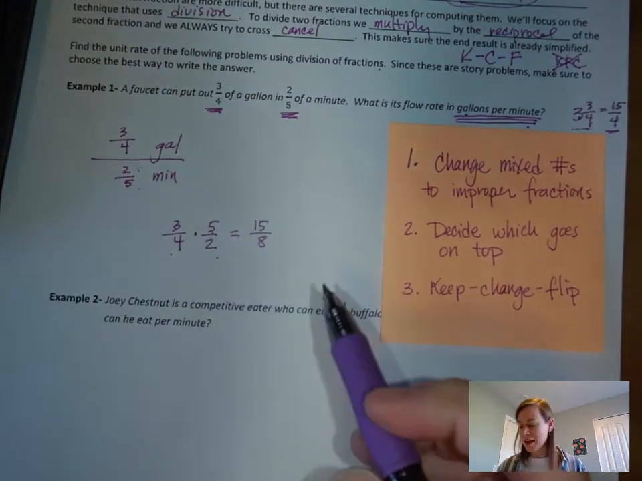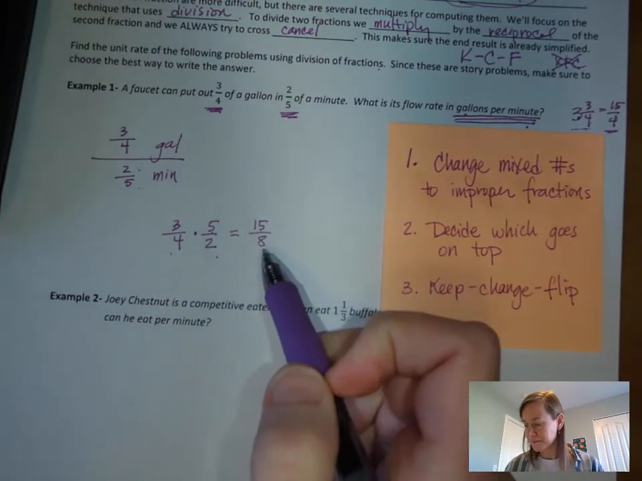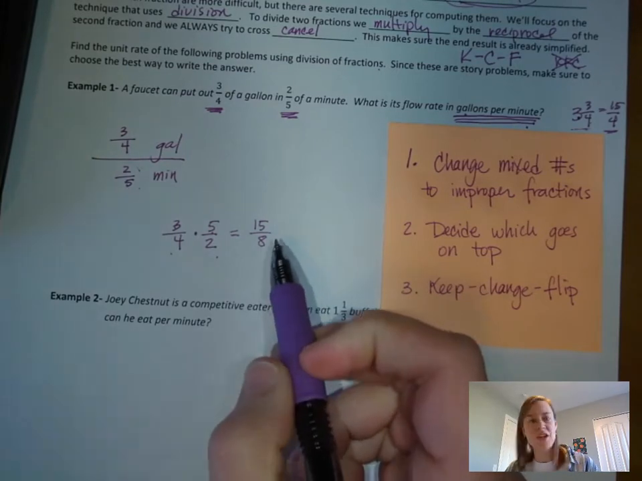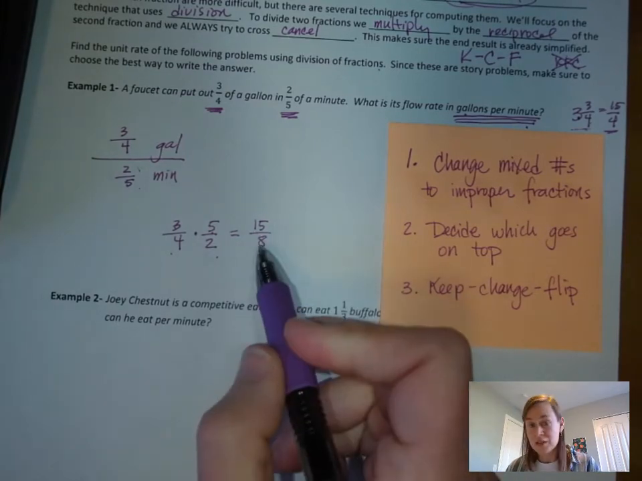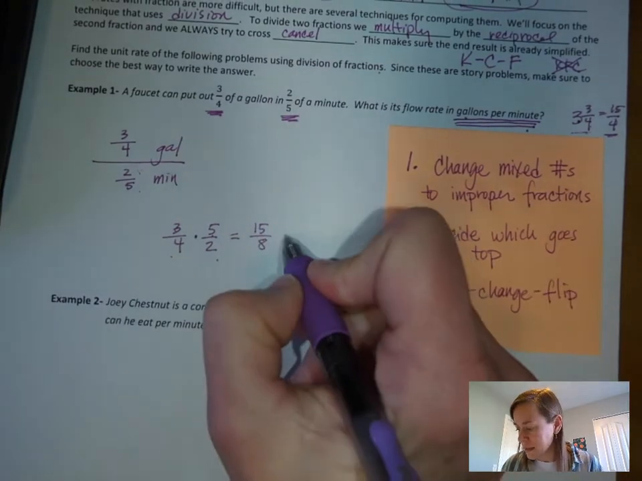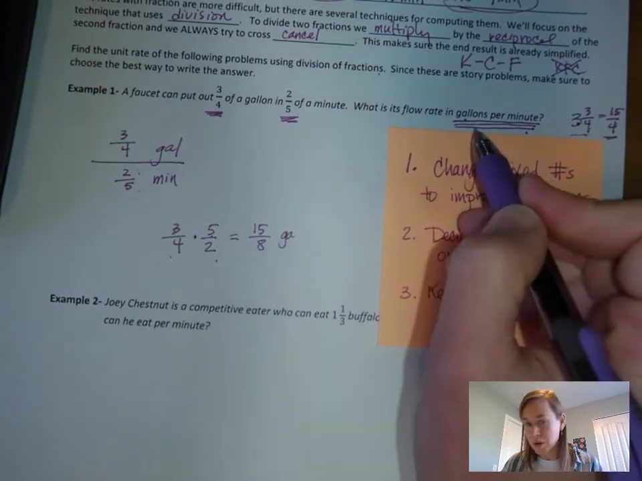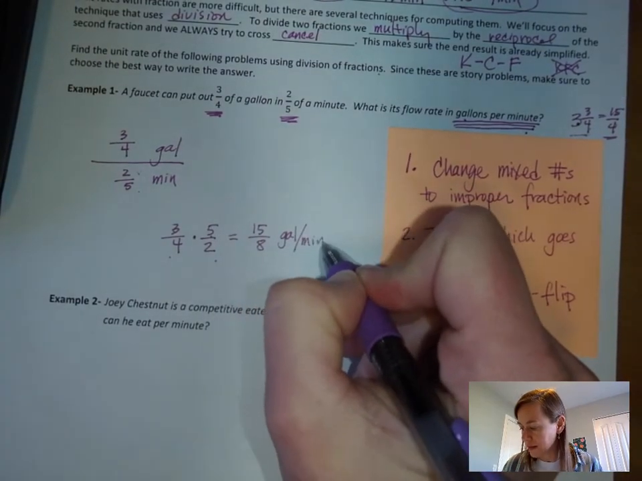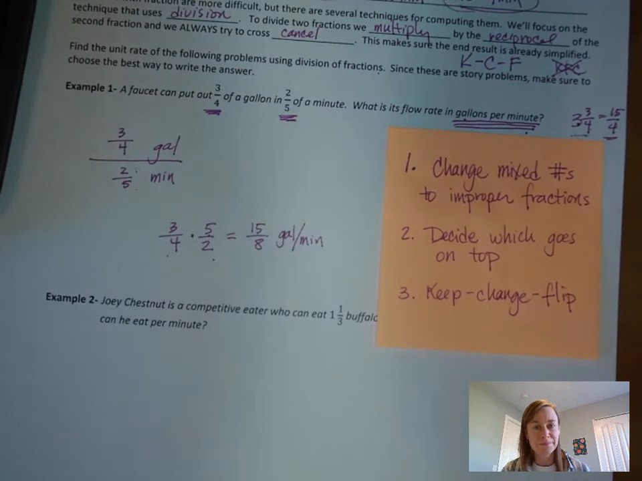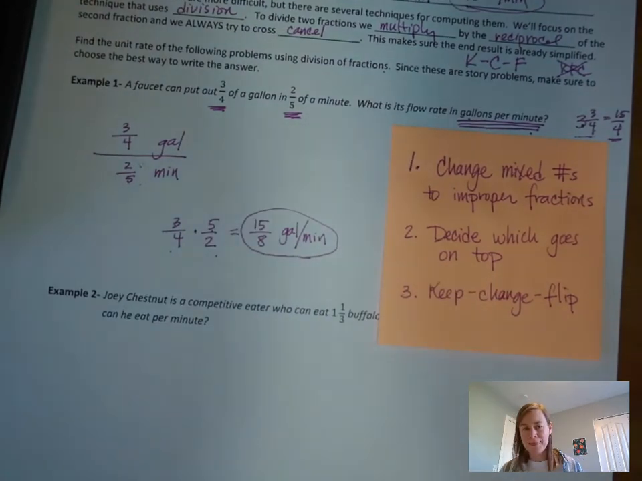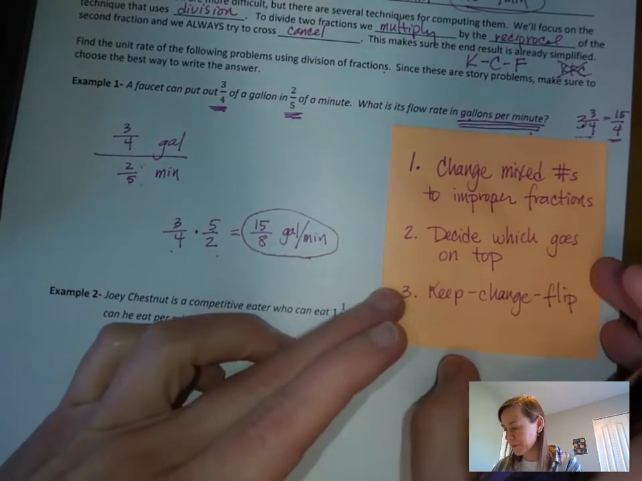Is there any simplifying now that we can do with 15 over 8? No, and I want you to keep it as that improper fraction. You do not need to change it back to a mixed number. So now we just need to write the units: 15 over 8 gallons per minute. You could write it out in words like we have here, or you can say gallons per minute like this with the little slash. All right, and that is how we solve that. So this right here is the answer. Let's go on to the next example.